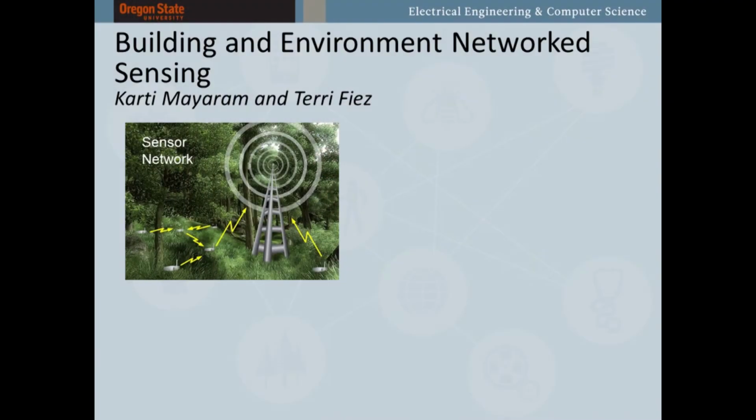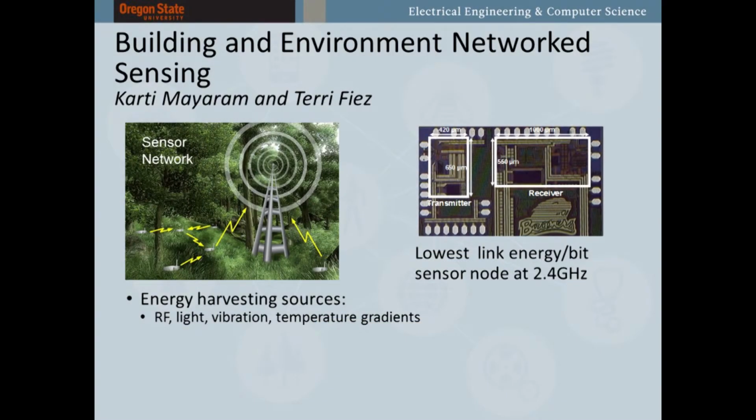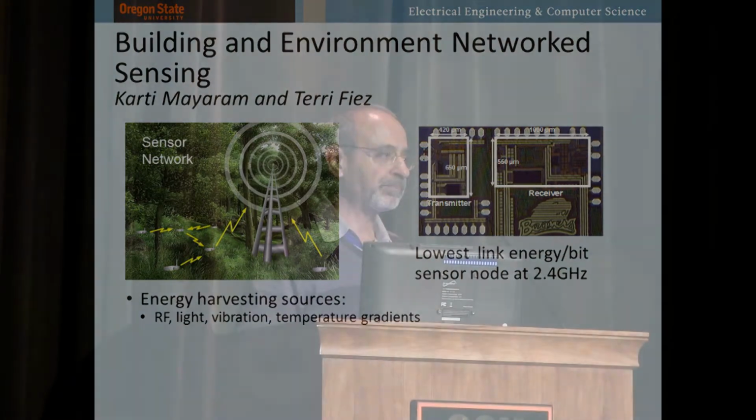In this particular example, we were using RF energy harvesting. The base station was sending out radiating radio waves, and the sensors themselves were converting those radio waves into DC power that could be used for sensing and communication. When we did this work, we had the lowest link energy per bit sensor node at 2.4 gigahertz.